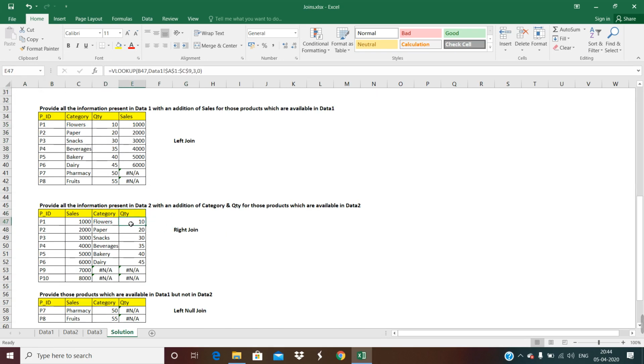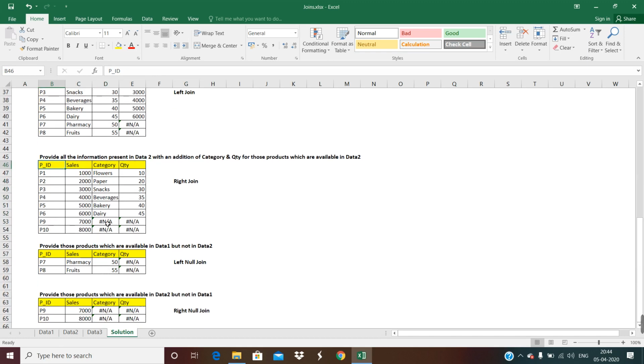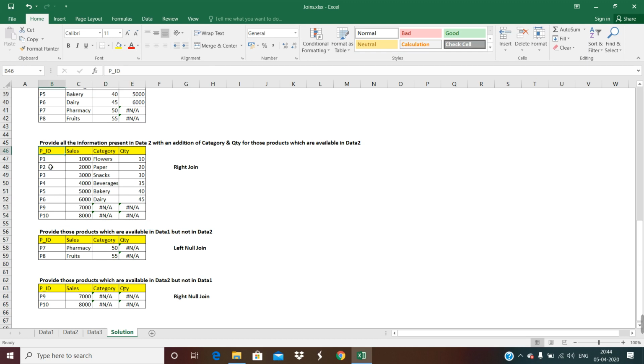So for category and quantity, we can just do a VLOOKUP for these product IDs, because product ID is my common key element. And this final output that we have got is called a right join. The reason it is called right join is because we are bringing entire information from my right data set, which is this data 2, and only additional information from the left data set for those products which are available in my right data. And for whichever it is not available, like P9 and P10, we will just keep it blank. We don't have that information.